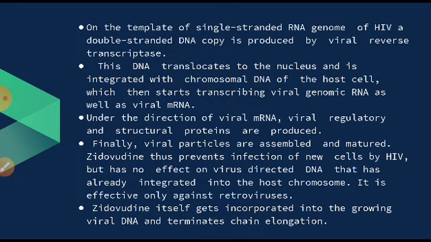You can see once the double-stranded DNA forms, it translocates to the nucleus and is then integrated with the chromosomal DNA of the host cell. That's a normal process, and then transcription of viral genome RNA as well as viral mRNA starts. Viral regulatory and structural proteins are formed. Finally, viral particles are assembled and matured.